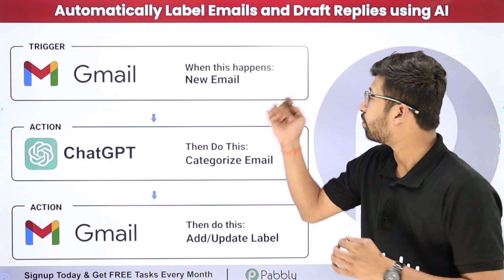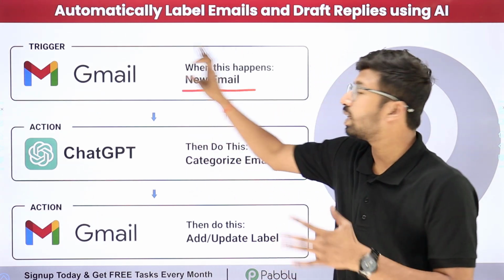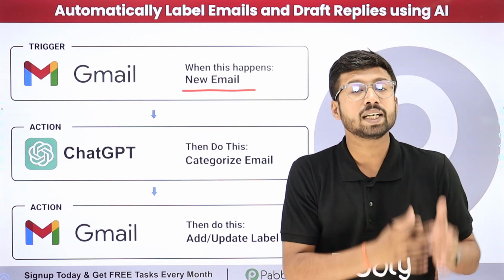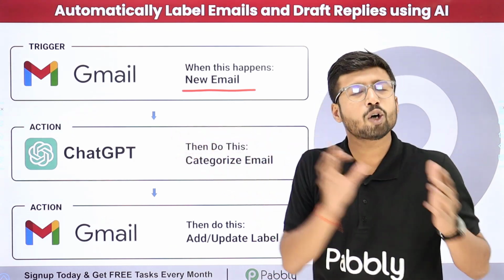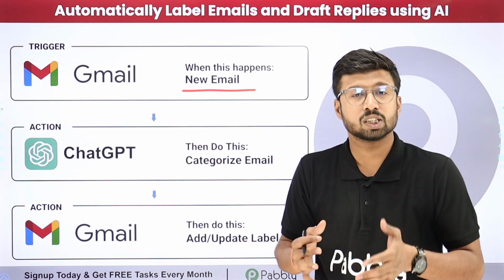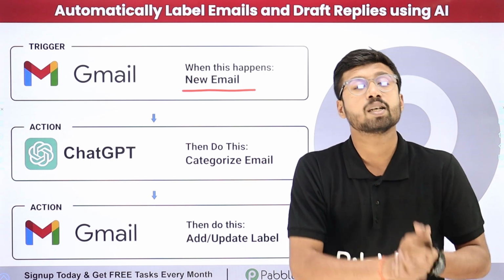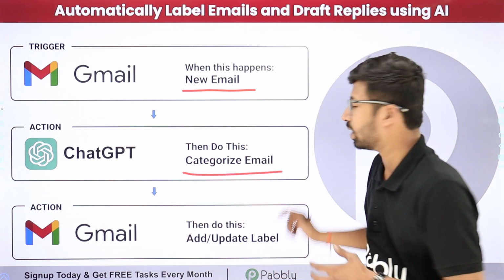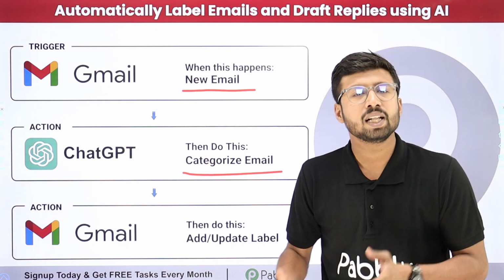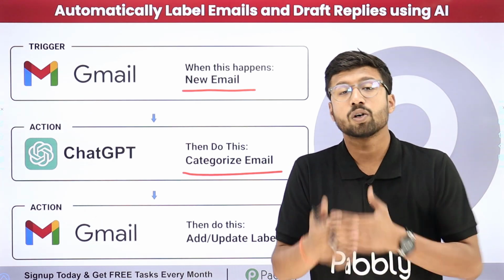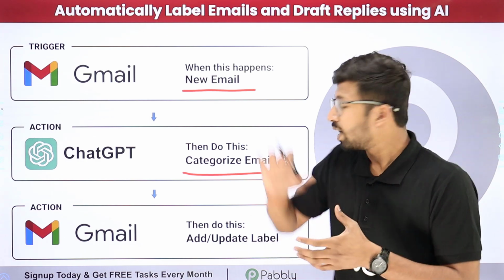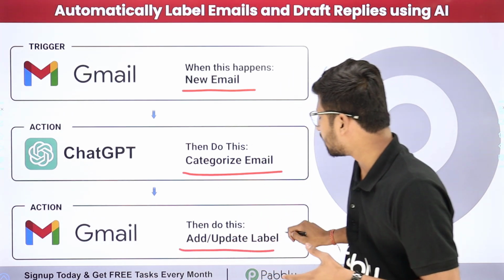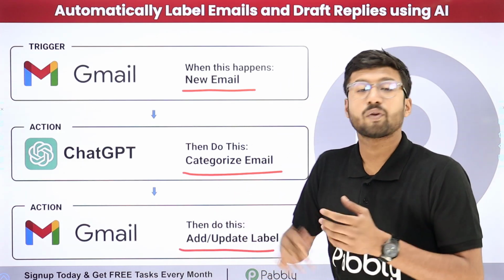So in this automation, whenever we receive a new email in our Gmail account, we are going to send that same email to ChatGPT, or you can use any other AI platform like Google Gemini, Perplexity, Claude, or any other platform as well. Using the AI platform, we are going to categorize these emails. And after categorizing, if the email is an advertisement or a newsletter or some kind of spam email, we are going to update the label of that same email and move it to the spam or the trash folder.